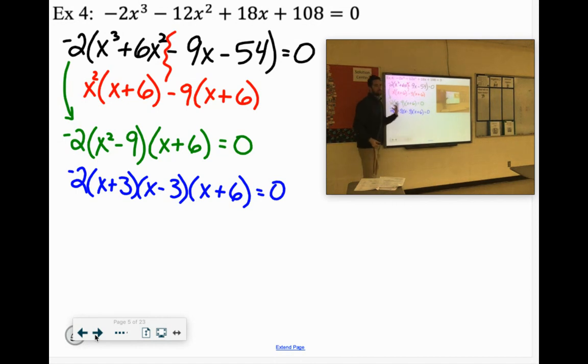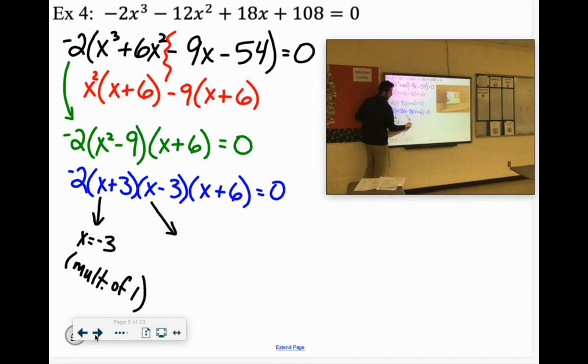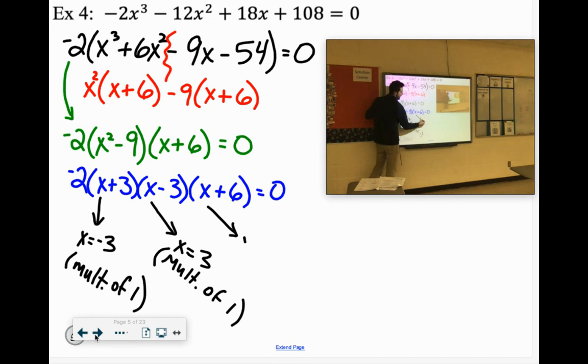Now, these are going to give us 3 different zeros here. We have x equals -3, multiplicity of 1. We have this x equals +3, also multiplicity of 1. And that last one, x equals -6, multiplicity of 1.